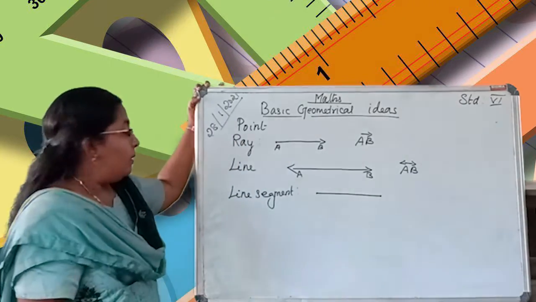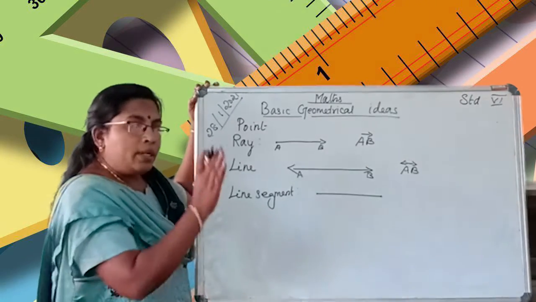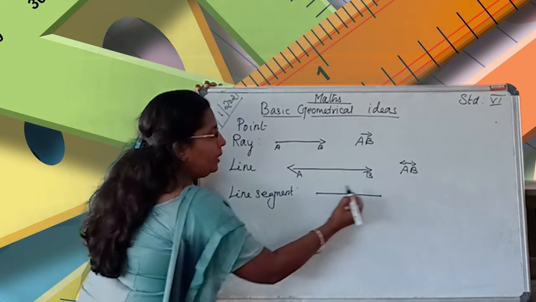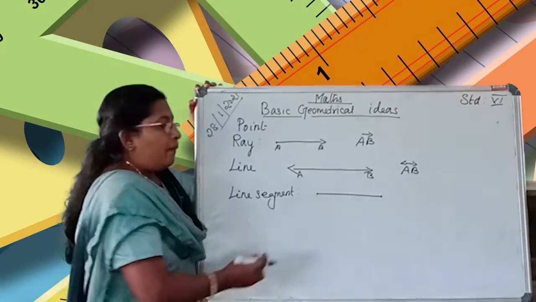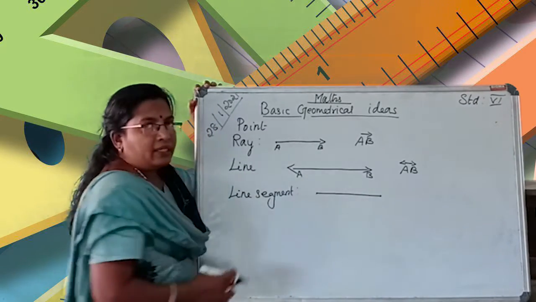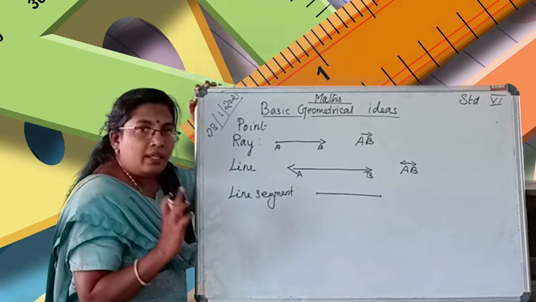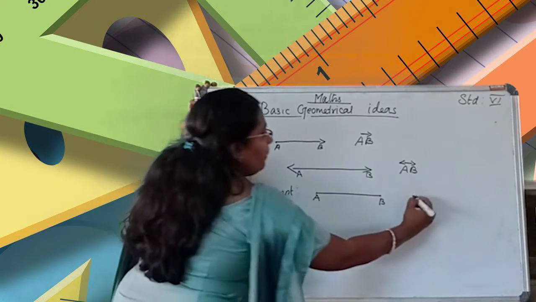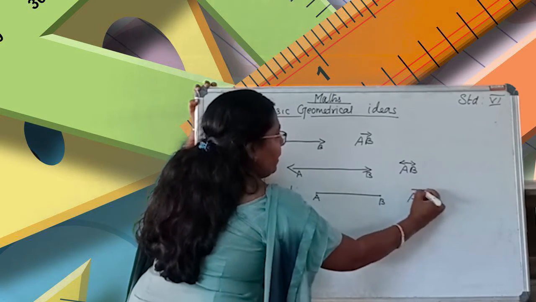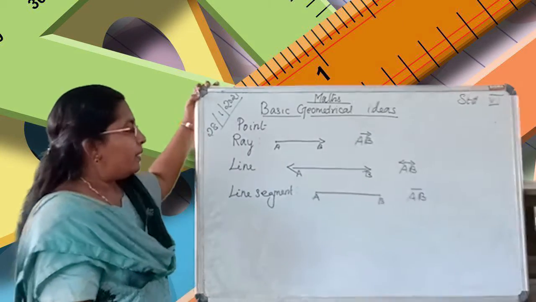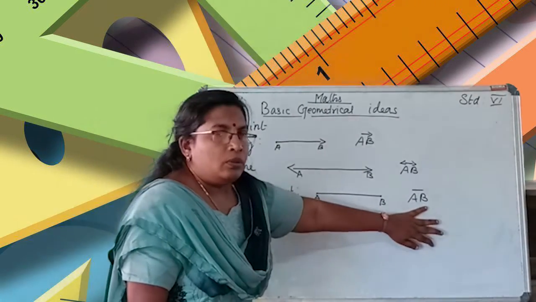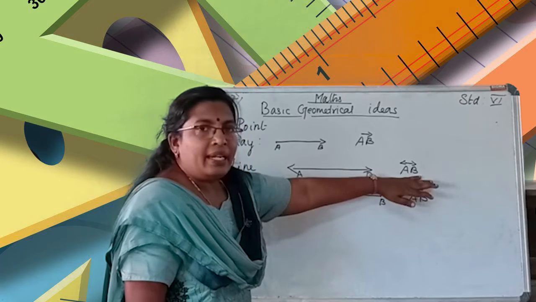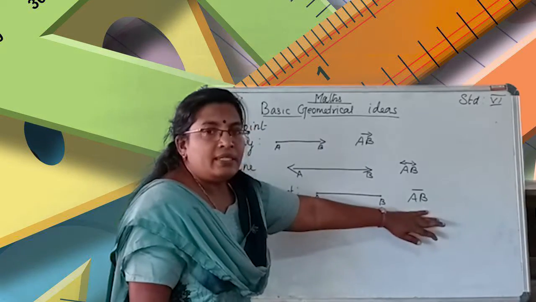Line segment. It has one starting point and one end point. Then we can measure its length. When we write AB, we read it as line segment AB. This is line segment AB. This is ray AB, line AB, line segment AB.